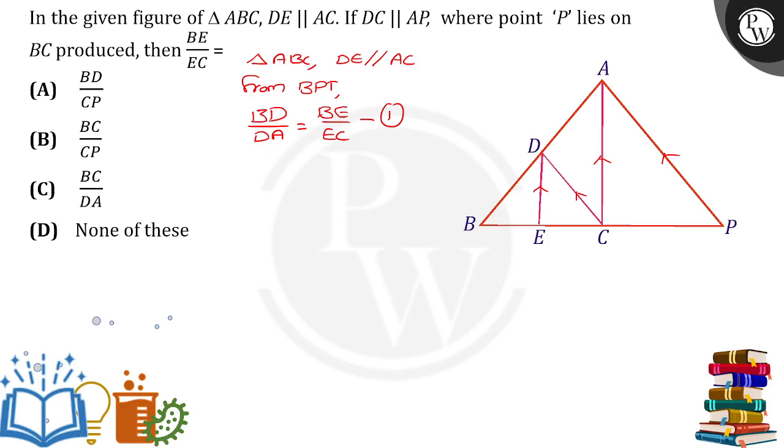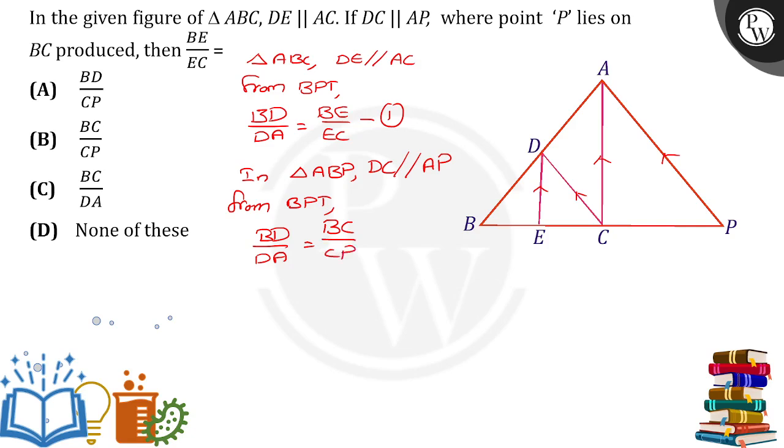Now moving to the next triangle. What is the next triangle? In triangle ABP, the big triangle, DC is parallel to AP. So again, from the basic proportionality theorem, BPT, BD by DA is equal to BC by CP. Taking this one as equation number 2.